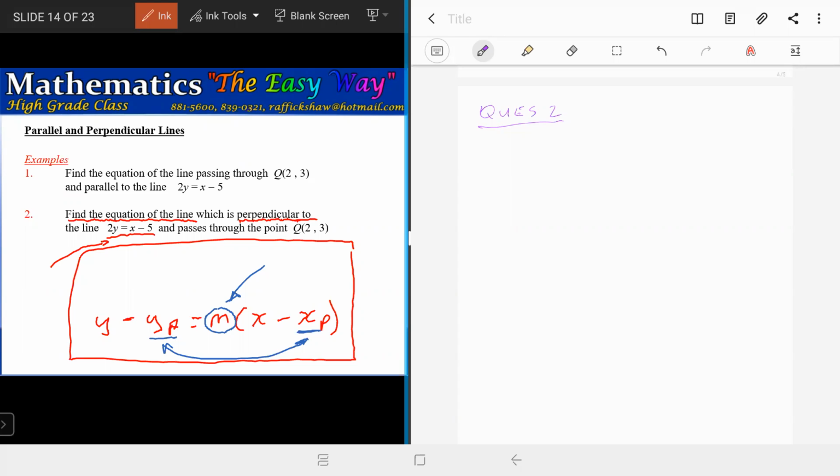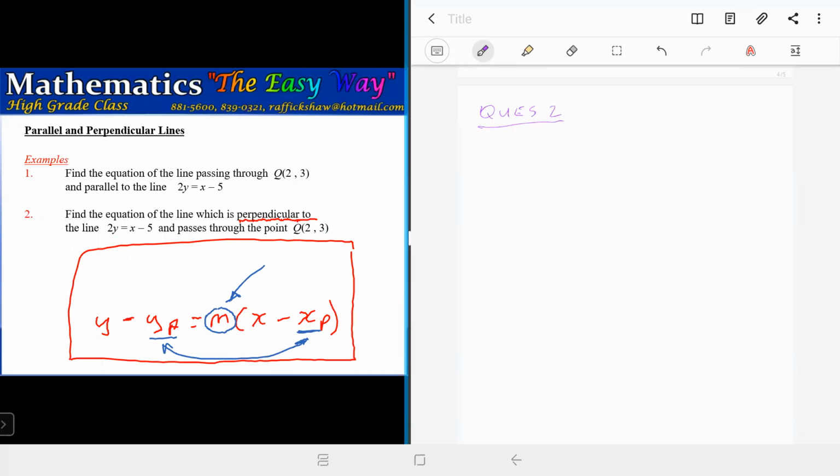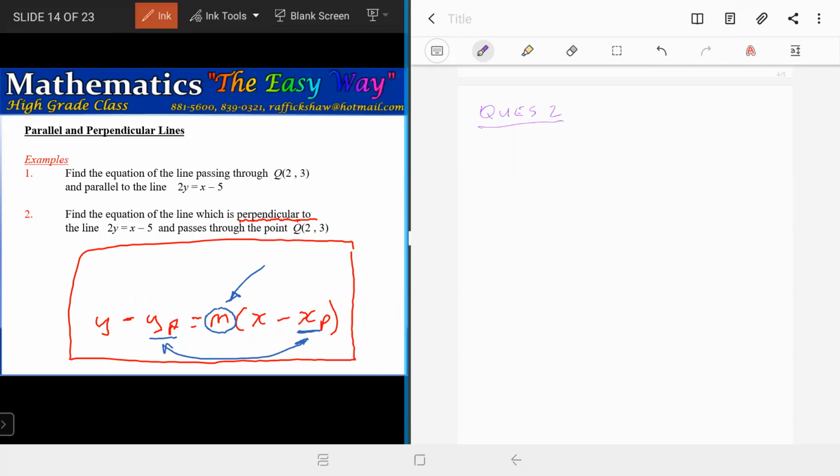All right, and they give us the point that it passes through. See there? So in this question, they give us the point, one of the things, but they don't give us the gradient. But they give us information for us to use to find the gradient. What information is that? That it is perpendicular. The information they gave us to find the gradient is this right here, that it is perpendicular to this. That's how we first find the gradient, gradient m, that we want.